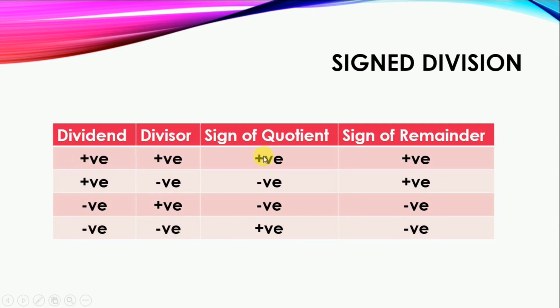So if you see here, if my dividend as well as divisor are having the same sign, then the quotient will be having positive sign. Here positive, positive, positive. For negative, negative, it is positive. If my dividend as well as divisor have opposite sign, then my quotient will be negative. My remainder will always follow the sign of the dividend.